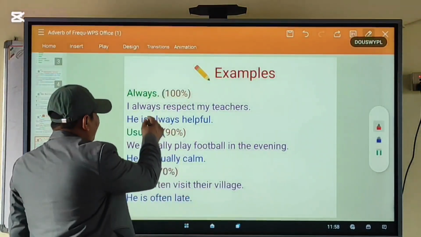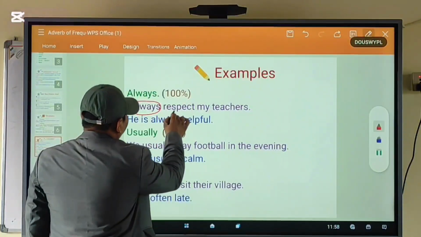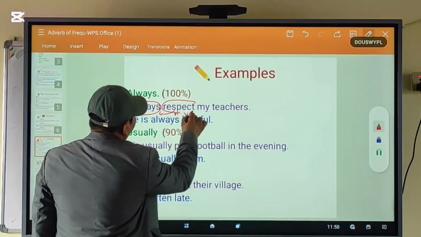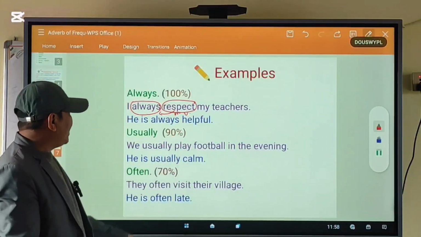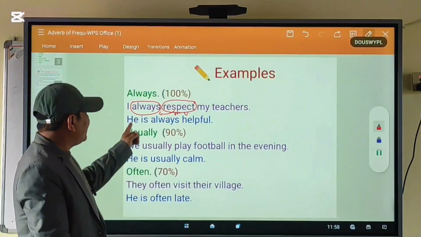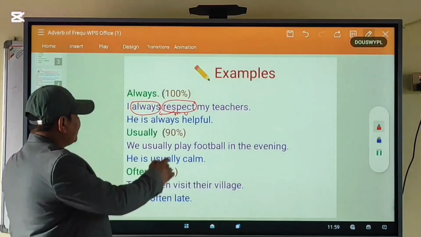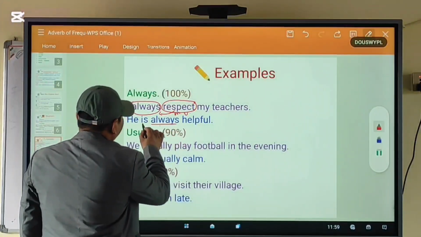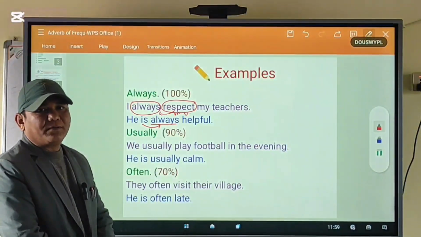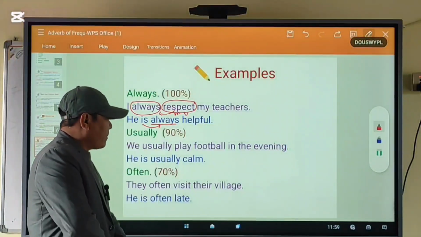Okay, and look at this example. An adverb of frequency, always, is used before the main verb. Similarly, he is always helpful. It means what? He is 100% helpful. And always is used after the to be verb. After the be verb.